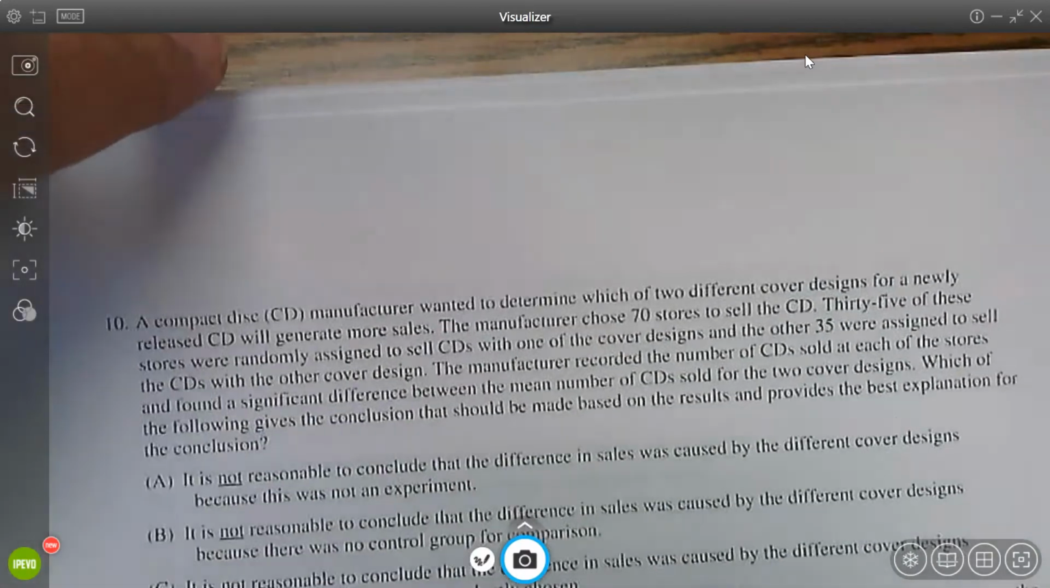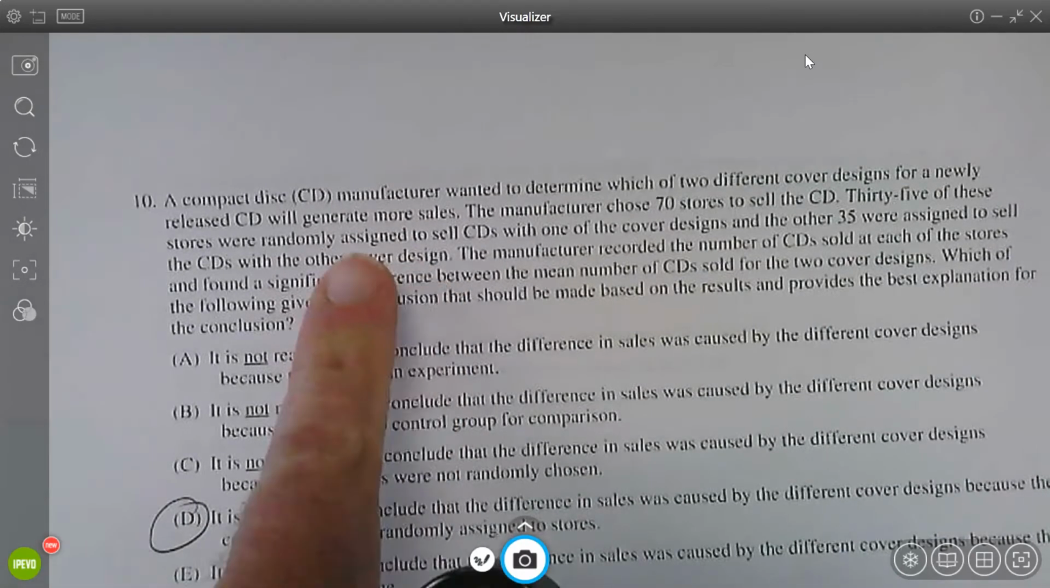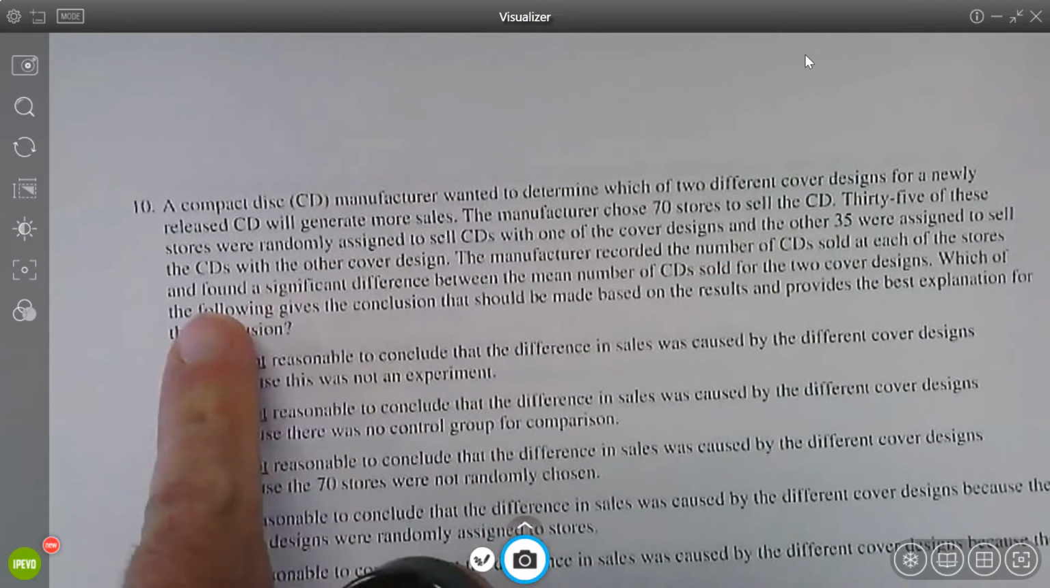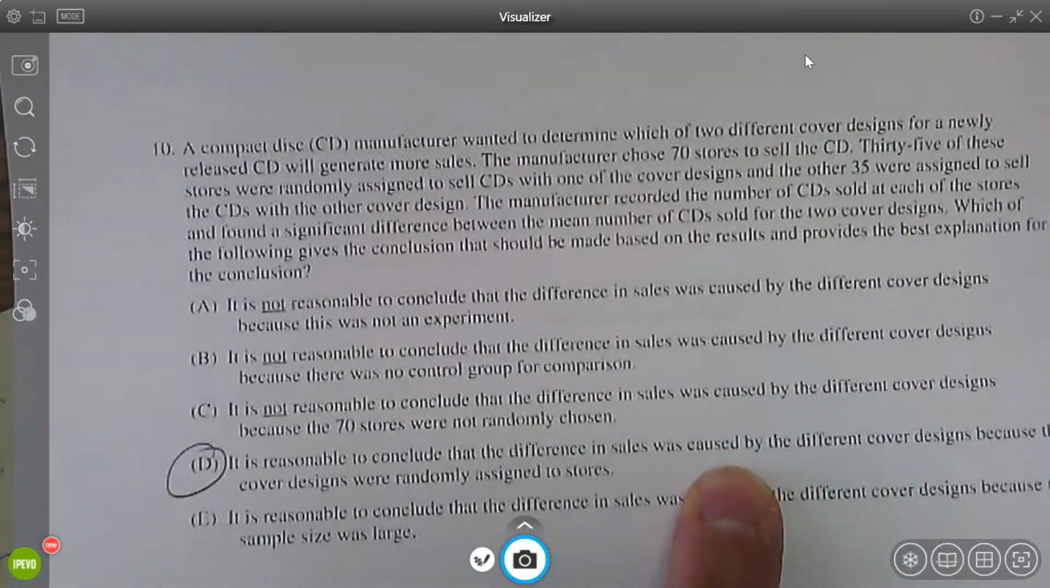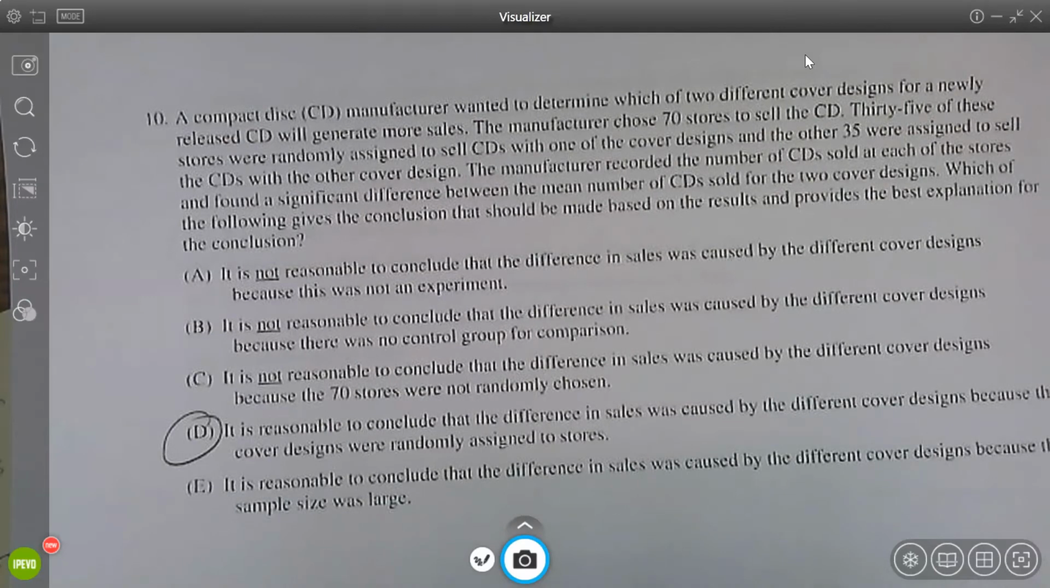Question 10. They want to know what's a reasonable conclusion here. And they have these different covers. So I'm really trying to see what they did with randomness. They were randomly assigned to sell CDs with one of the cover designs, and the other stores were randomly assigned to sell the other design. So because we have random assignment, we have an experiment, therefore we can conclude cause and effect. So that's what you can see here. In part D, it's the difference in sales because of the random assignment.